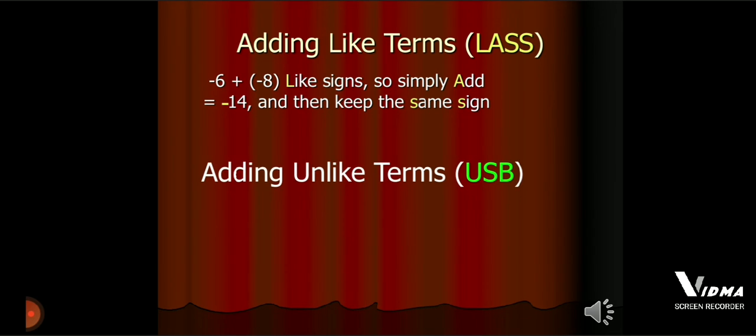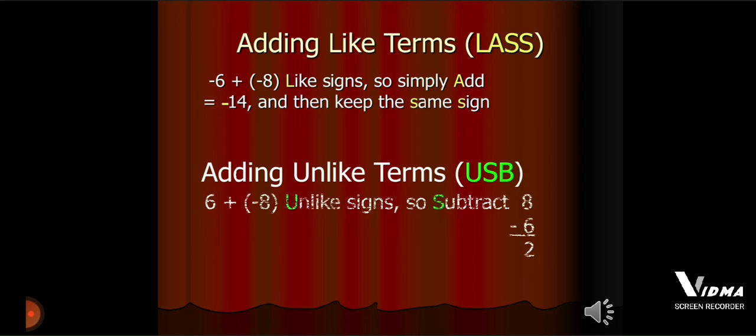How to add unlike terms? USB. Unlike terms, we use USB. Put the sign of the big, then subtract. S for subtract, B for the sign of the big. Unlike signs, so it will be -2.